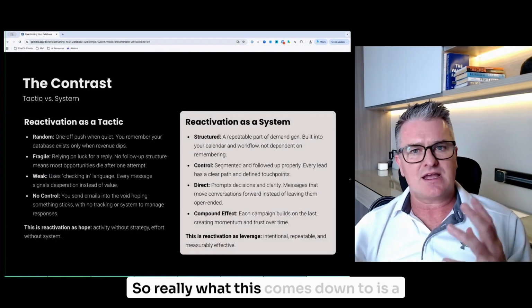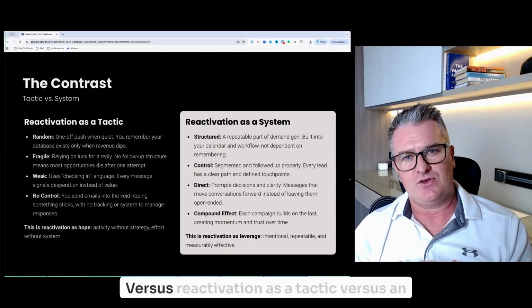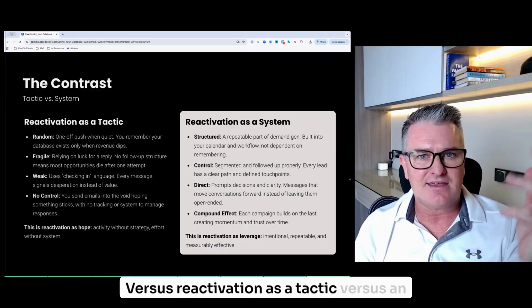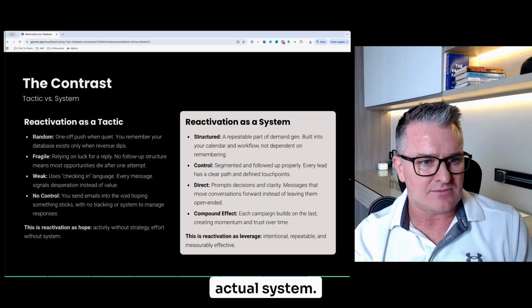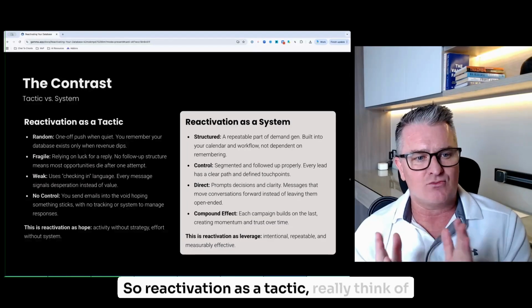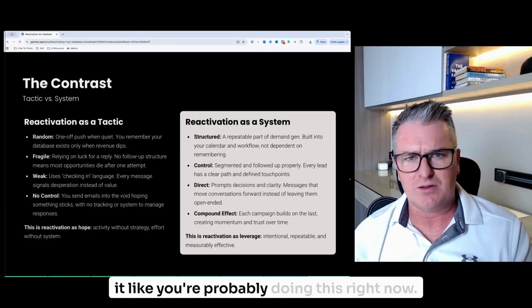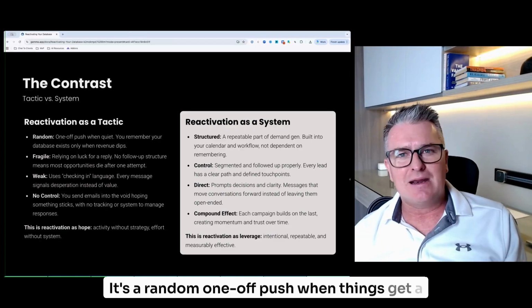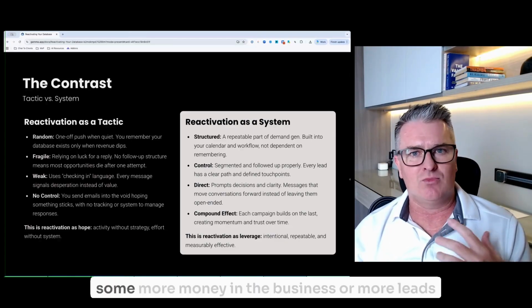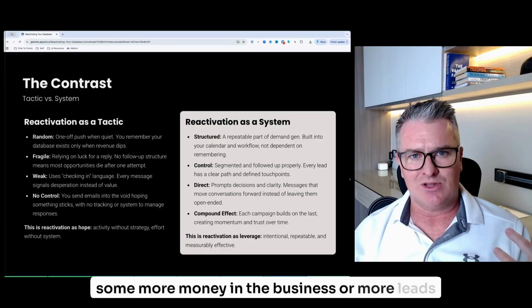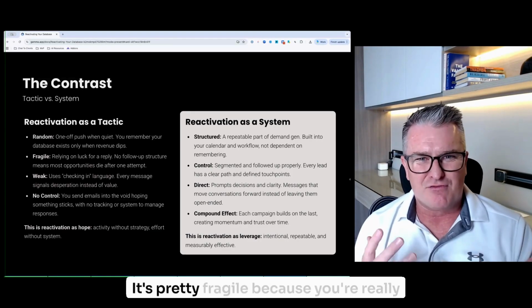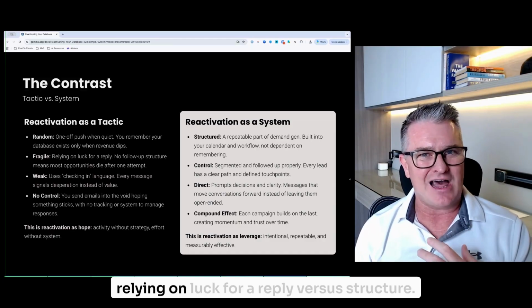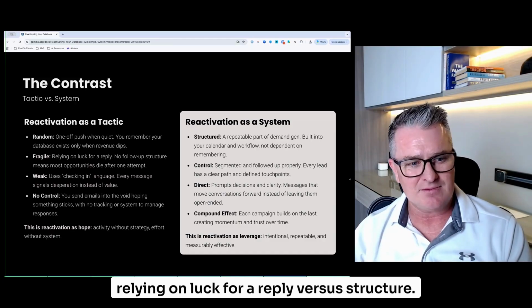So really what this comes down to is a contrast, right? Reactivation as a tactic versus an actual system. Reactivation as a tactic, think of it like you're probably doing this right now. It's a random one-off push when things get a bit quiet and you're like, oh my God, I need more money in the business or more leads to come through. It's pretty fragile because you're relying on luck for a reply versus structure.